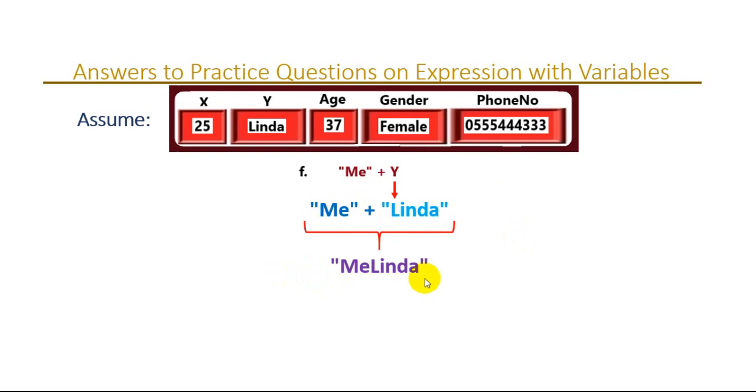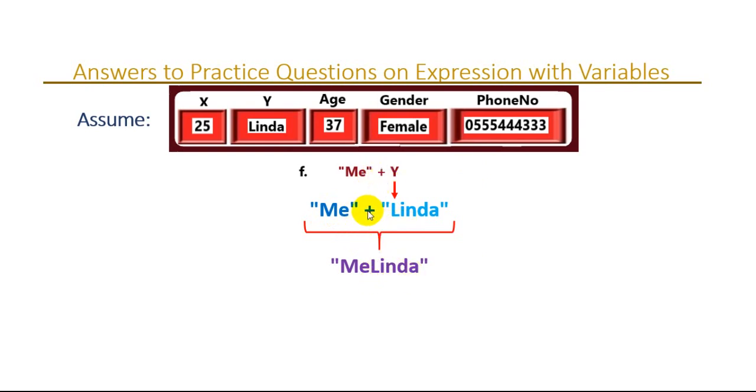So when you solve the expression "ME", an alphanumeric constant, plus Y, where Y is an alphanumeric variable, because there are no double quotes opening and closing Y, therefore Y is a variable. It's not an alphanumeric constant. So when you refer to Y, we don't take it as Y, we take the contents of the Y. Whenever you use a variable, you take the contents of the variable. So in this case, the contents of Y is Linda. So ME plus Linda, the result is ME Linda joined.